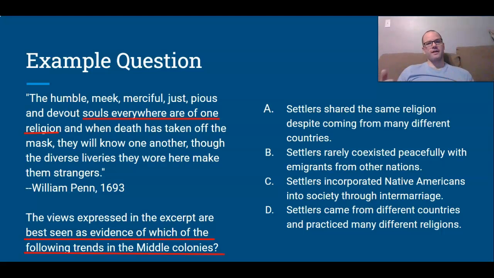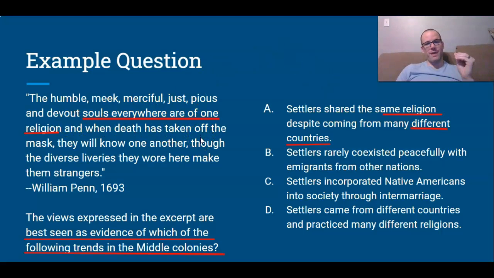So one thing that I saw a lot of students doing is a lot of students chose answer choice A because of what it says right here: same religion, different countries. And here's a problem with this. We know that the Middle Colonies don't have all the same religion, but a lot of people come from different countries. So answer choice A is only half right. And sometimes you're going to see an answer choice that seems right, but it's not the completely fully right answer. And answer choice A is not fully right because they're not all the same religion, even though the quote talks about they're of one religion.